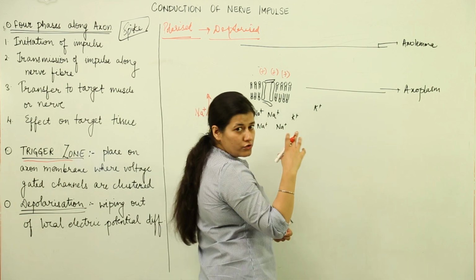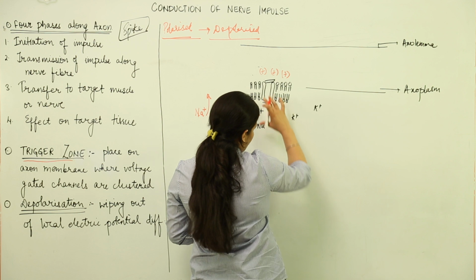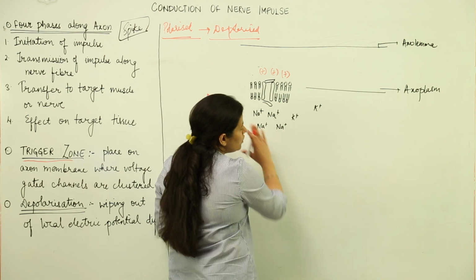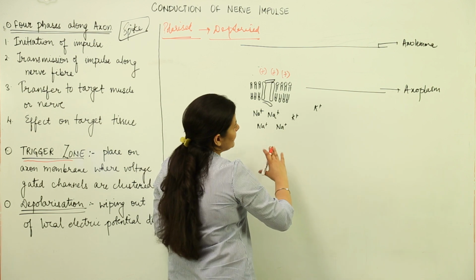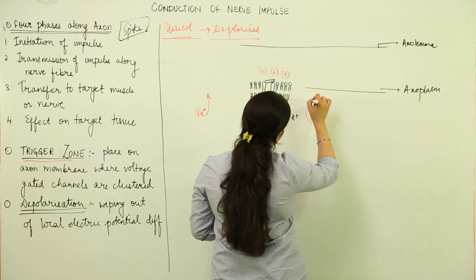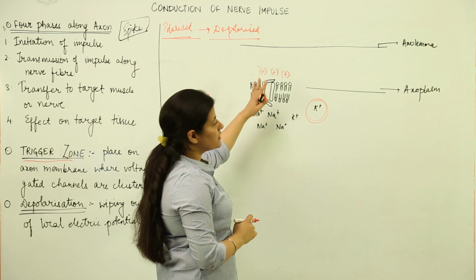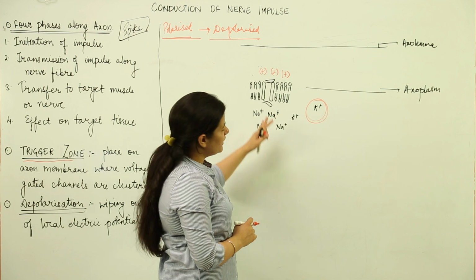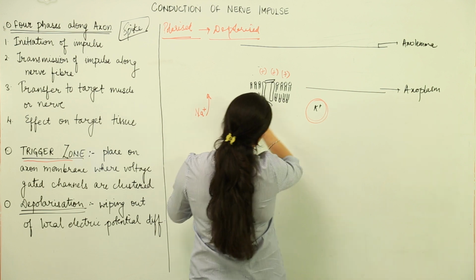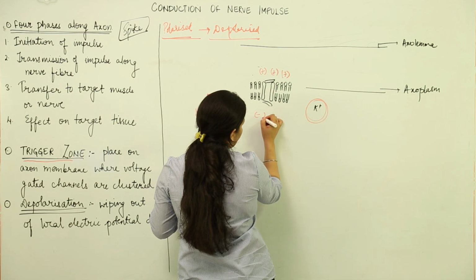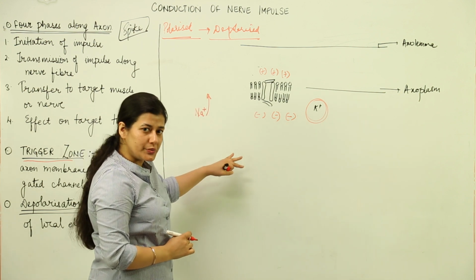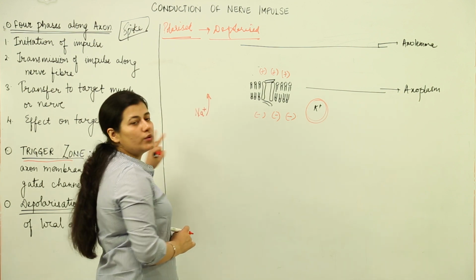Now after 1 or 2 milliseconds, what would happen? The voltage gated channels now close for sodium inflow, and instead they become more susceptible to potassium. As you know, the concentration of potassium ions was greater inside as compared to outside. As a result of sodium inflow, because all of the sodium has gone inside, we have negative charge over here. So it is opposite to what was present in the beginning. That is known as depolarization.